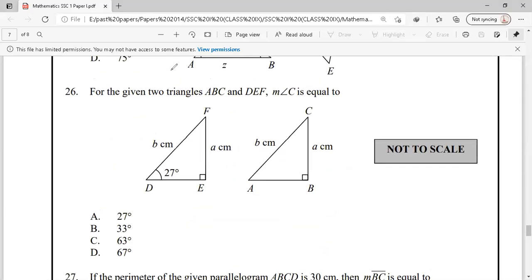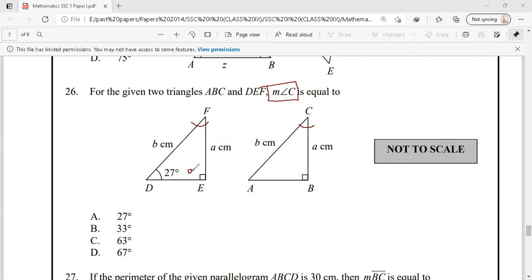Let's see our next question, that is question number 26. For the given triangles, we have to find the angle C. Once again, these two triangles are congruent, and angle C will be equal to angle F.